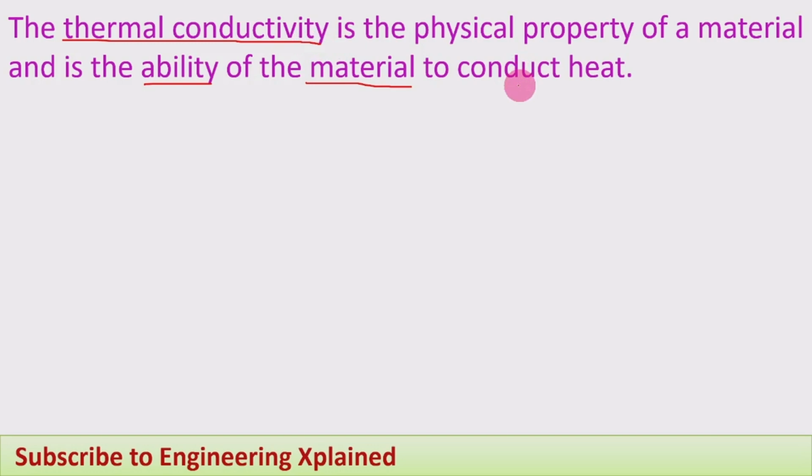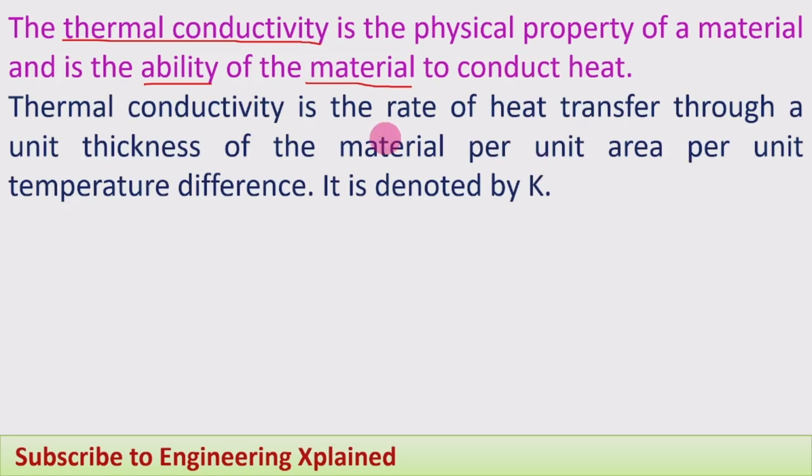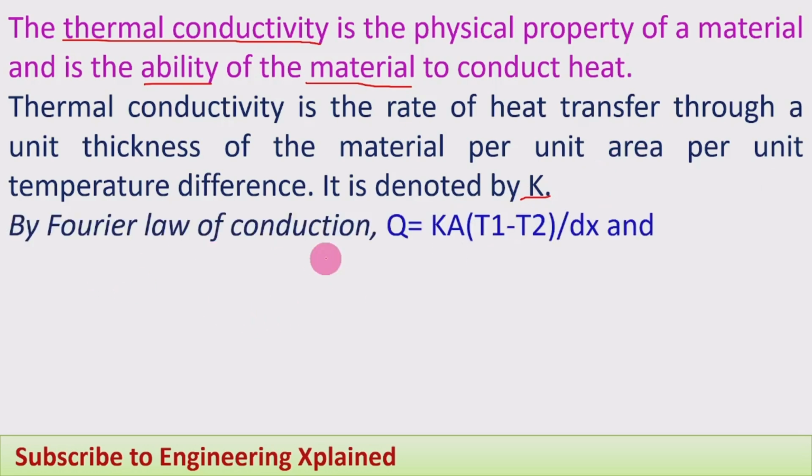And by the heat transfer equation also we are going to take that thermal conductivity. Thermal conductivity is the rate of heat transfer through a unit thickness of the material per unit area per unit temperature difference. It is denoted by the symbol K, and this can be given by the Fourier law of conduction. By the Fourier law, we can give the heat transfer.